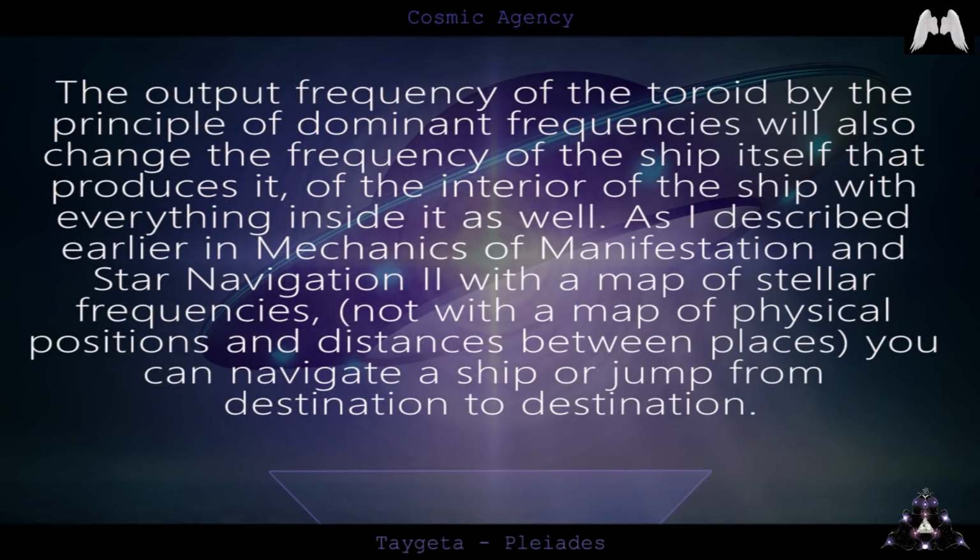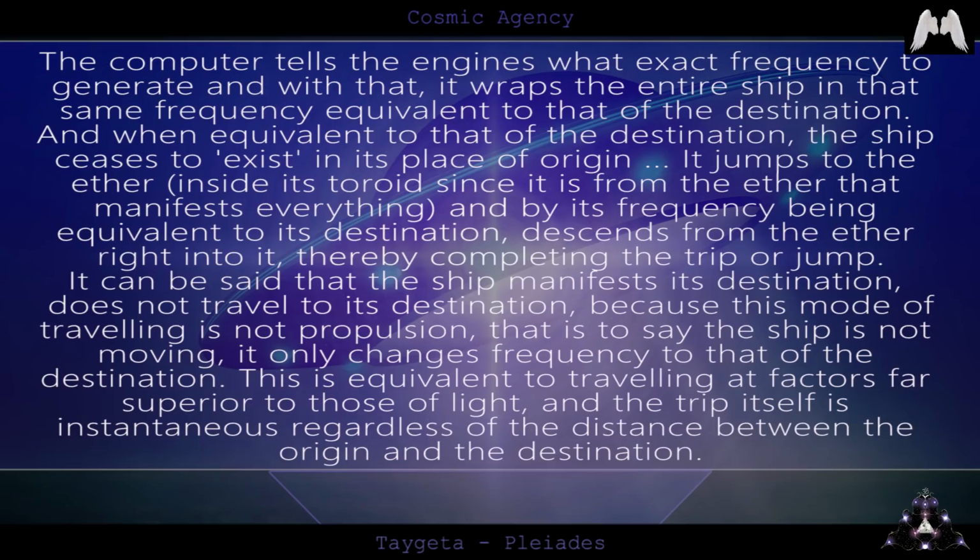The output frequency of the toroid, by the principle of dominant frequencies, will also change the frequency of the ship itself that produces it, of the interior of the ship with everything inside it as well. As I described earlier in Mechanics of Manifestation and Star Navigation 2, with a map of stellar frequencies, and not with a map of physical positions and distances between places, you can navigate a ship or jump from destination to destination. The computer tells the engines what exact frequency to generate, and with that, it wraps the entire ship in that same frequency, equivalent to that of the destination.